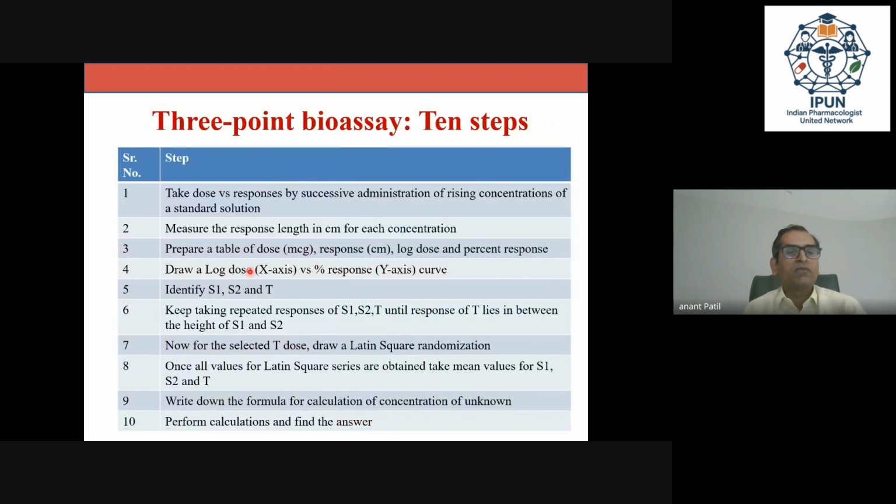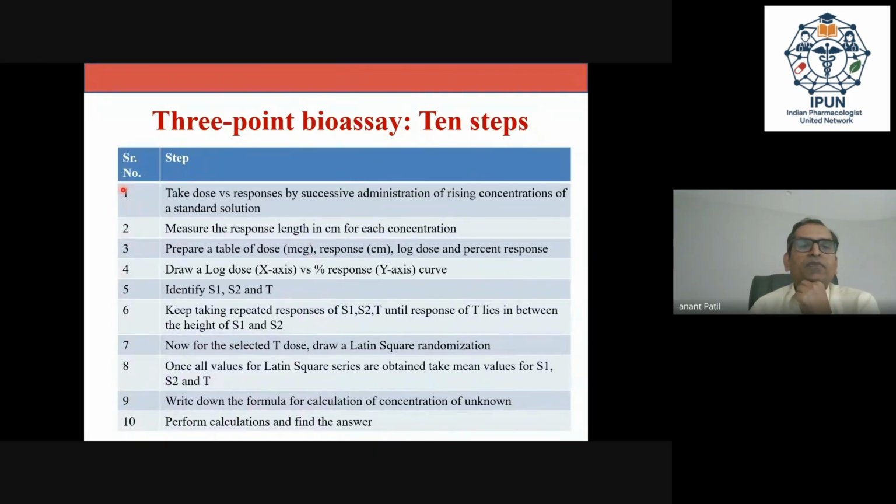Don't get stressed out with these steps. I have added these steps to make it more simple. But most of the things we have already discussed. Only one thing that you need to remember is the formula. So until we discuss the matching assay, bracketing assay, interpolation assay, we did not look at any formula. So for 3-point bioassay, there is a formula. For 4-point bioassay, there is a formula. So let's go step by step.